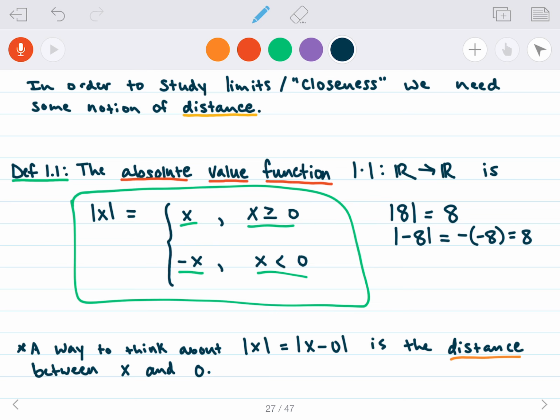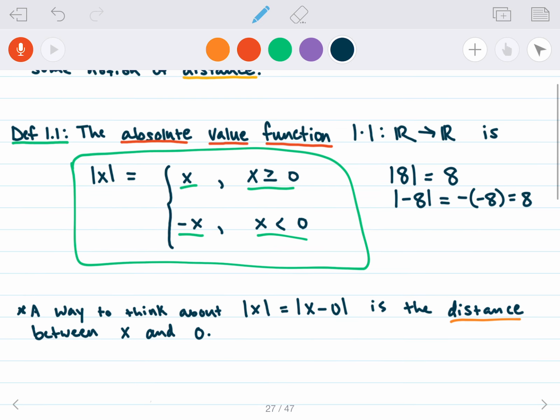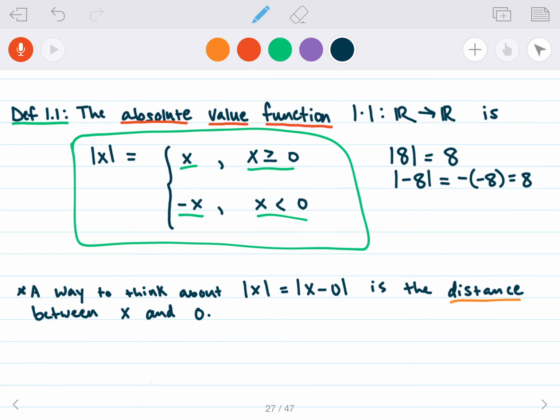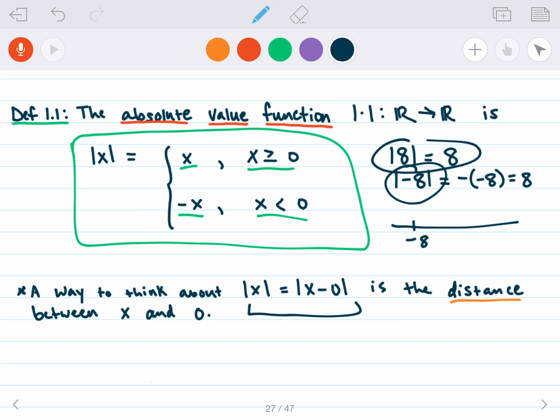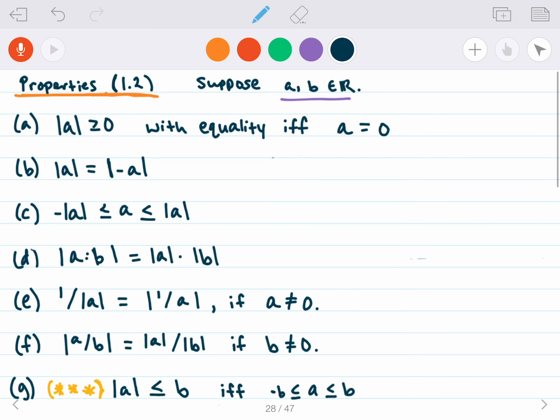Okay, so one way to think about absolute value of x that I find helpful is to just think about the distance between x and 0 as the absolute value of x. So for 8, the distance between 8 and 0 is 8, but also the distance between negative 8 and 0 is also 8. Because this is a distance function, we never define distance as being negative, so it's always going to be positive. This absolute value function is always going to have a positive output.